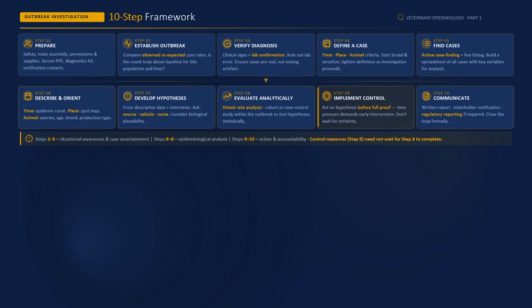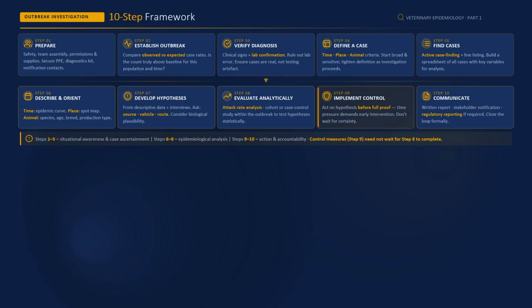The 10-step outbreak investigation framework. Expect to see this tested as a sequencing question. Step 1, prepare. Safety, team, permissions, supplies, PPE, diagnostic kits, notification of contacts. Step 2, establish that an outbreak actually exists. Compare observed cases against expected baseline for this population and time period. Step 3, verify the diagnosis. Clinical signs plus laboratory confirmation. Rule out lab error before you chase an artifact.